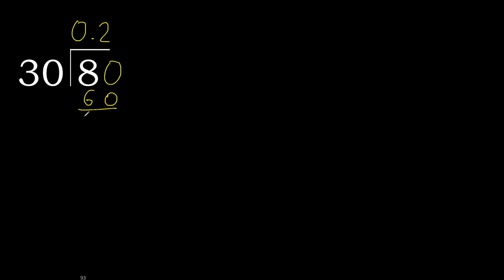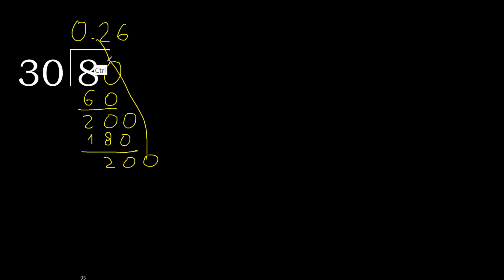Okay, subtract. Next, there is no number, therefore complete, always complete with 0. Complete point, point is here. 200, 30 multiplied by 7 is greater. Multiply by 6, 180 is not greater. Okay, subtract.